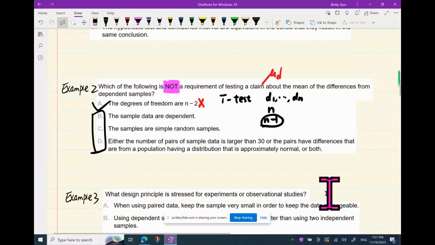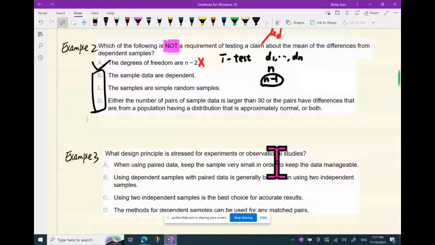It's n minus 1. We do start from 2 samples, but after we take the differences, we will end up with 1 sample only. This is about 1 sample, so it's a simple t-test. For a simple t-test, the degrees of freedom is just the sample size minus 1, not minus 2.